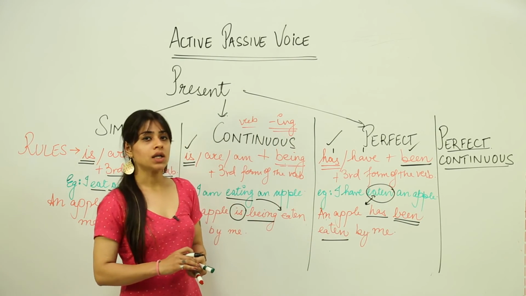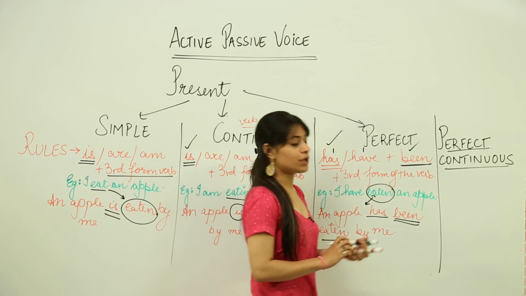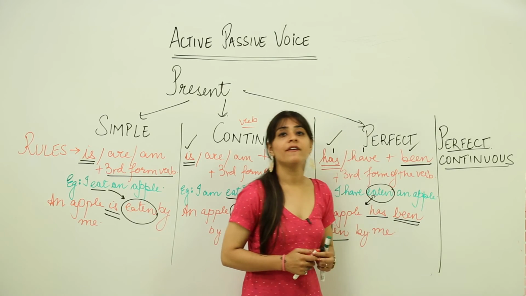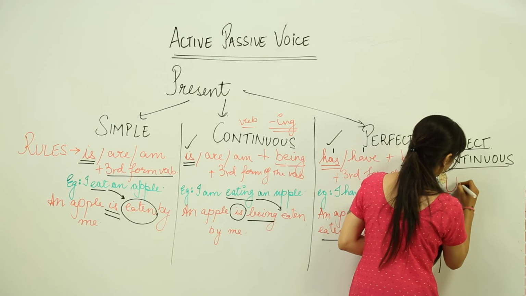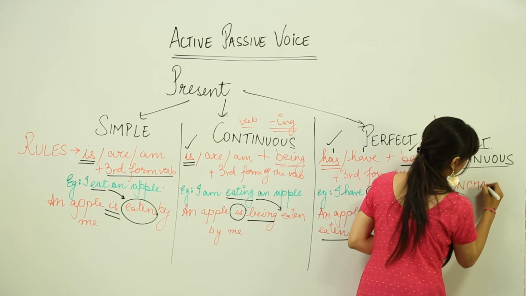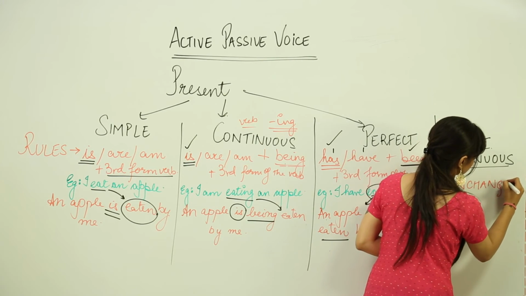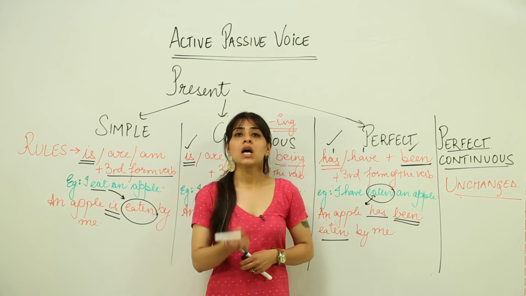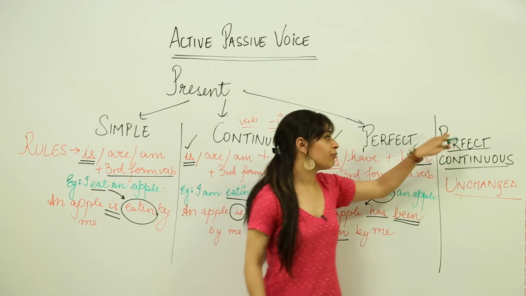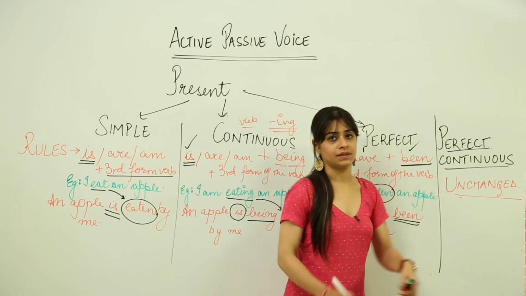Now, moving on to the present perfect continuous tense. In present perfect continuous tense, the sentence remains unchanged, because we do not have an object in present perfect continuous tense.